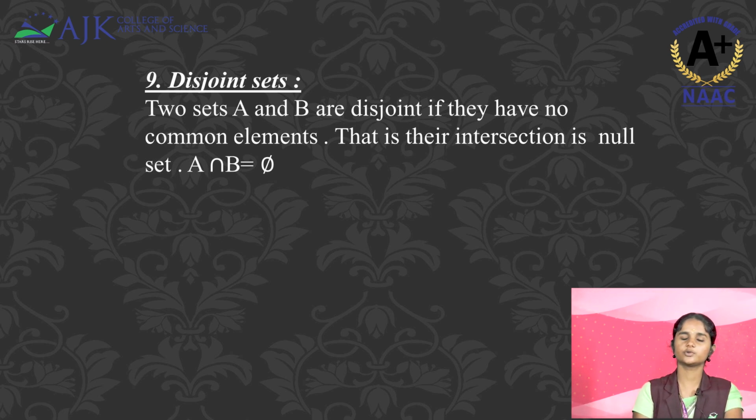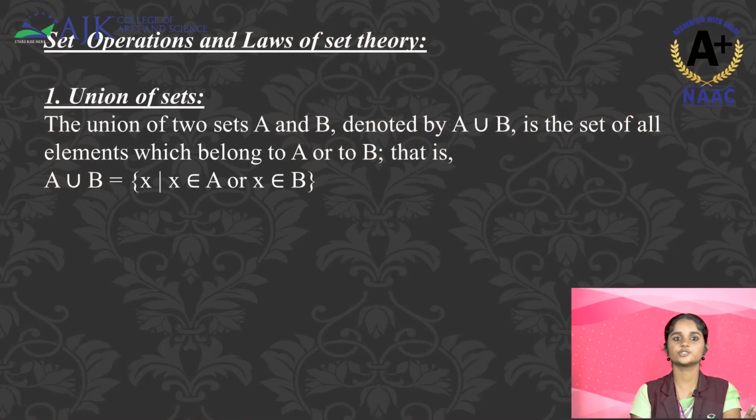So next we are going to look at the topic of laws of set theory. There are 4 types of set operations. First one is union, second one is intersection, third one is difference, and fourth one is complement. So first let us see what is union of sets. The union of two sets A and B denoted by A union B is a set of all elements which belongs to A or to B.